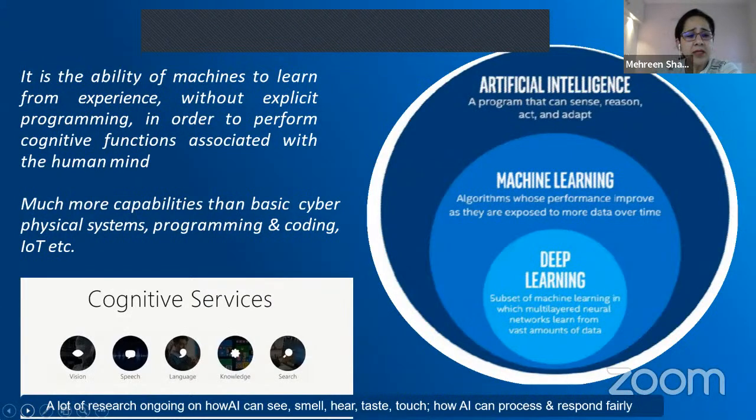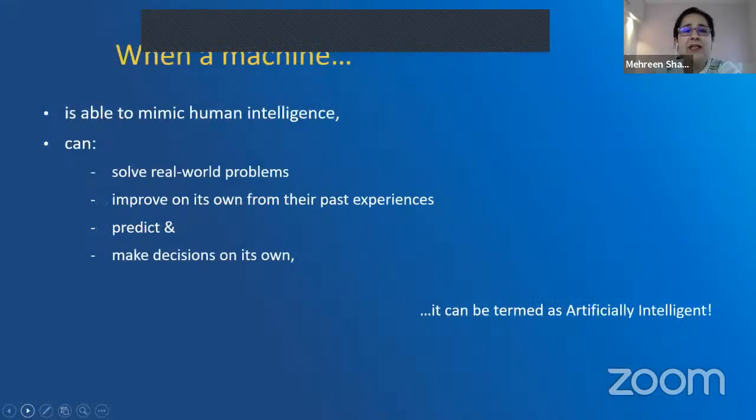So now let us see the AI in points. When any machine is able to mimic human intelligence, it means that it can start solving real world problems. When it is able to improve on its own from its past experience, in the same way we humans learn from our failures and eventually become better by the day. Likewise, when machines are able to predict and make decisions on their own, we say that the machine has become an artificially intelligent one, or it has gained some intelligence.